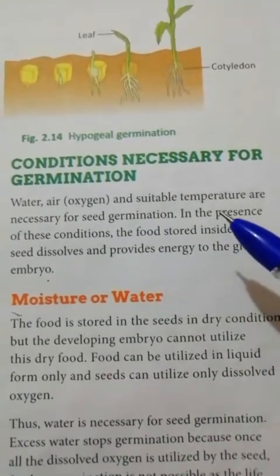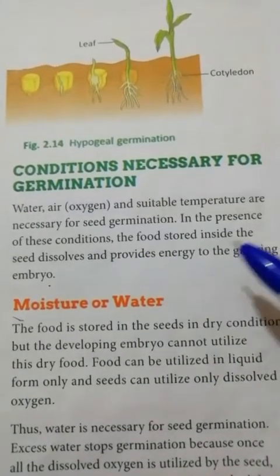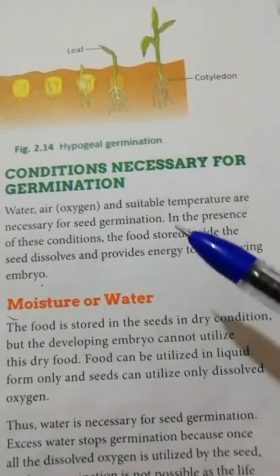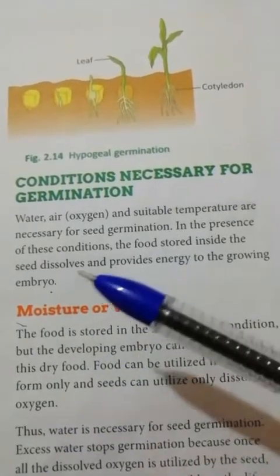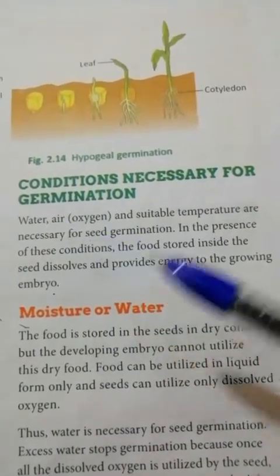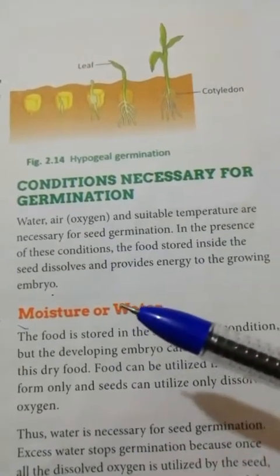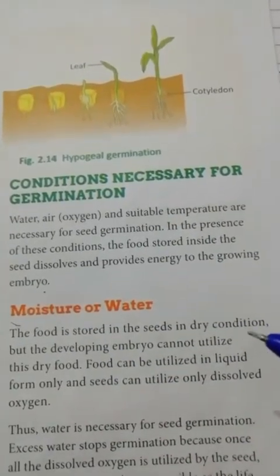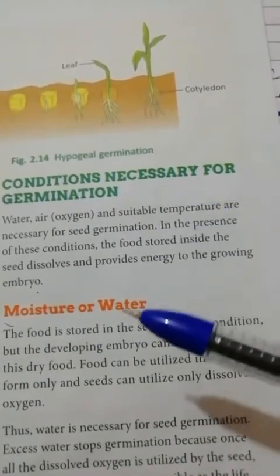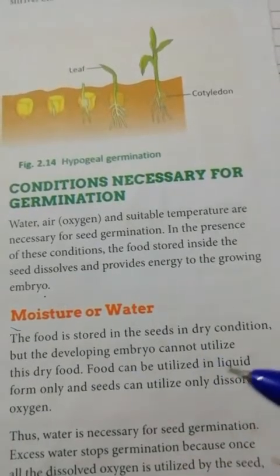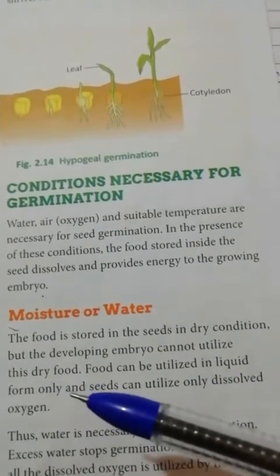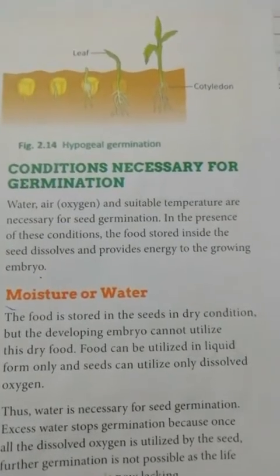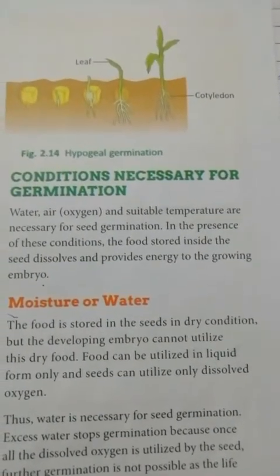Okay, in the presence of these conditions, the food stored inside the seed dissolves and provides energy to the growing embryo. Okay, so let's study why water, oxygen and temperature are needed for the growing embryo. Like water, okay, the food stored in the seed is in dry condition. Yes, it is stored in cotyledons in the dry form, but the developing embryo cannot utilize this dry food. Food can be utilized in liquid form only.